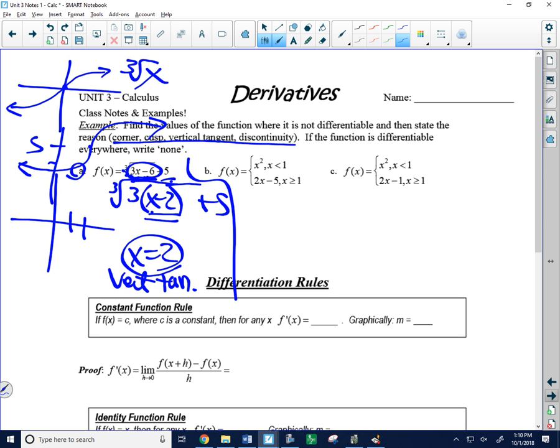Okay, so that was one where you've got to think. Some of these are just, think about the function. Think about the function. What does it look like? That kind of thing.